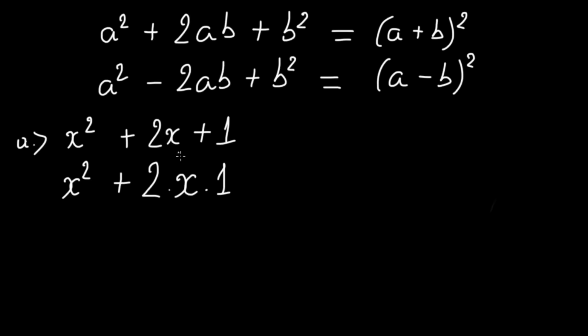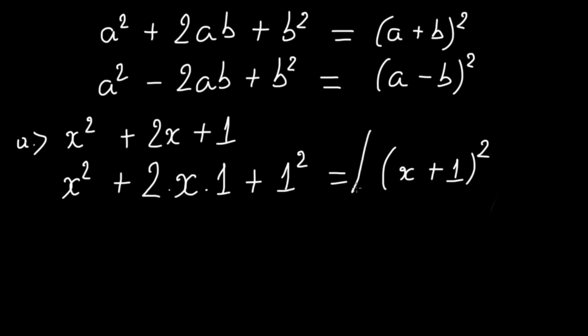You see, 2 times x times 1 equals 2x above. We just rewrite like this, and then plus b squared, which is 1 squared, equal to a plus b squared, which means x plus 1 squared. Very simple and very fast, right? And this is the final answer for the first question. Let me give you another example.